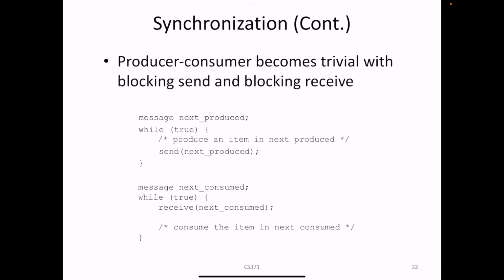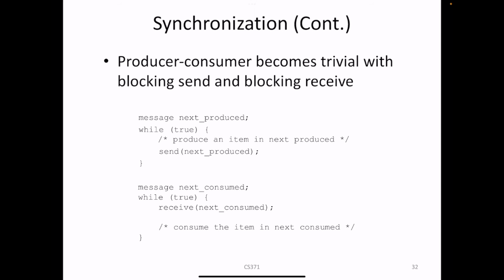With the rendezvous approach, the example we previously talked about, the producer-consumer, becomes trivial. Down below shows you the pseudocode of the producer and consumer example. Compared to the shared memory version, this one is much simpler. Within the producer, when a new item has been produced, it will call the blocking send operation to send the new item to the consumer. On the other hand, the consumer will call the blocking receive operation to wait for the new item to arrive.